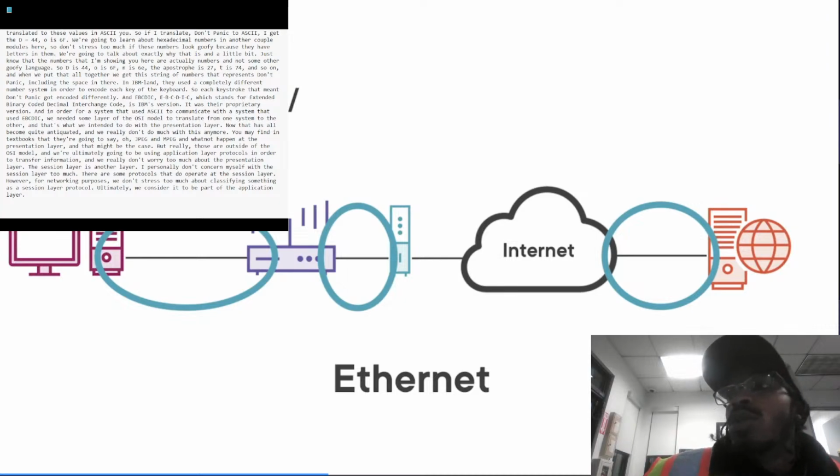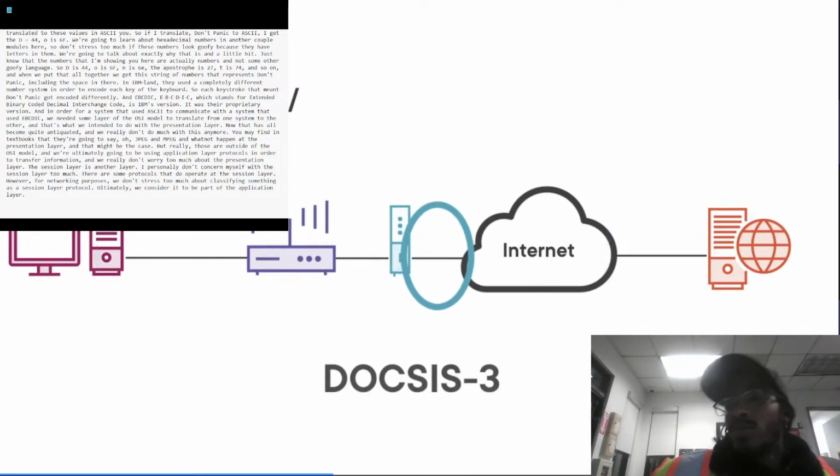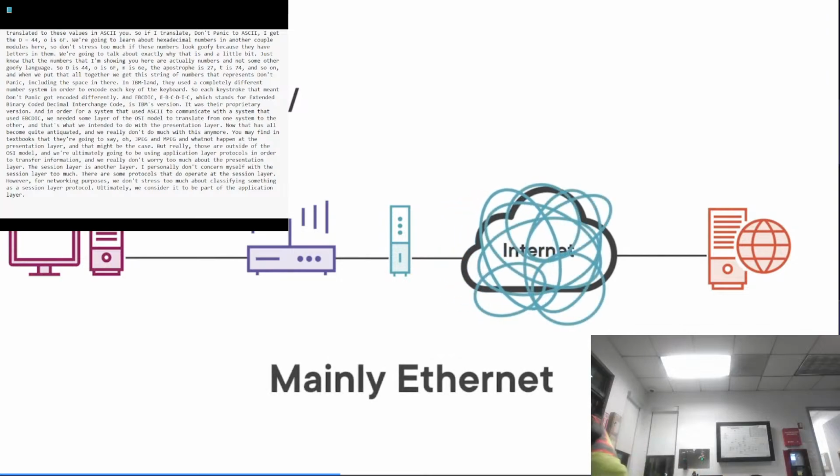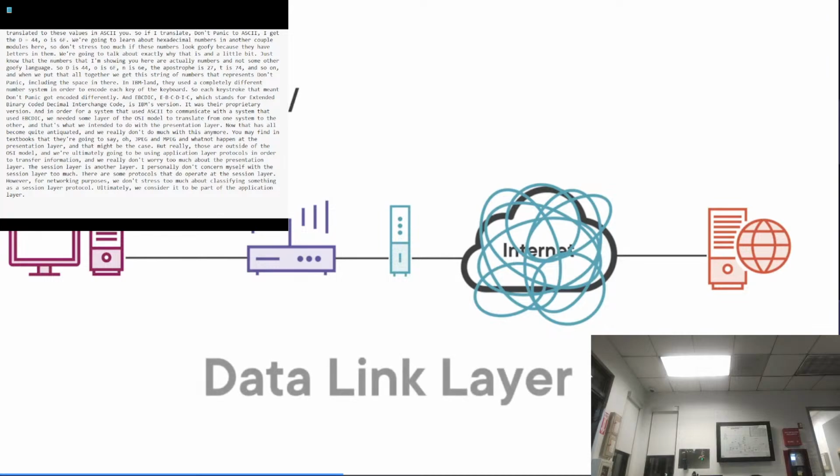What I have circled here, the connection between my PC and the router, and the cable modem and the server and the rest of the internet, is likely using Ethernet. The connection here between our cable modem and the rest of the internet is likely using a protocol called DOCSIS 3. Out on the internet, it's mainly Ethernet, but there could be other protocols out there.